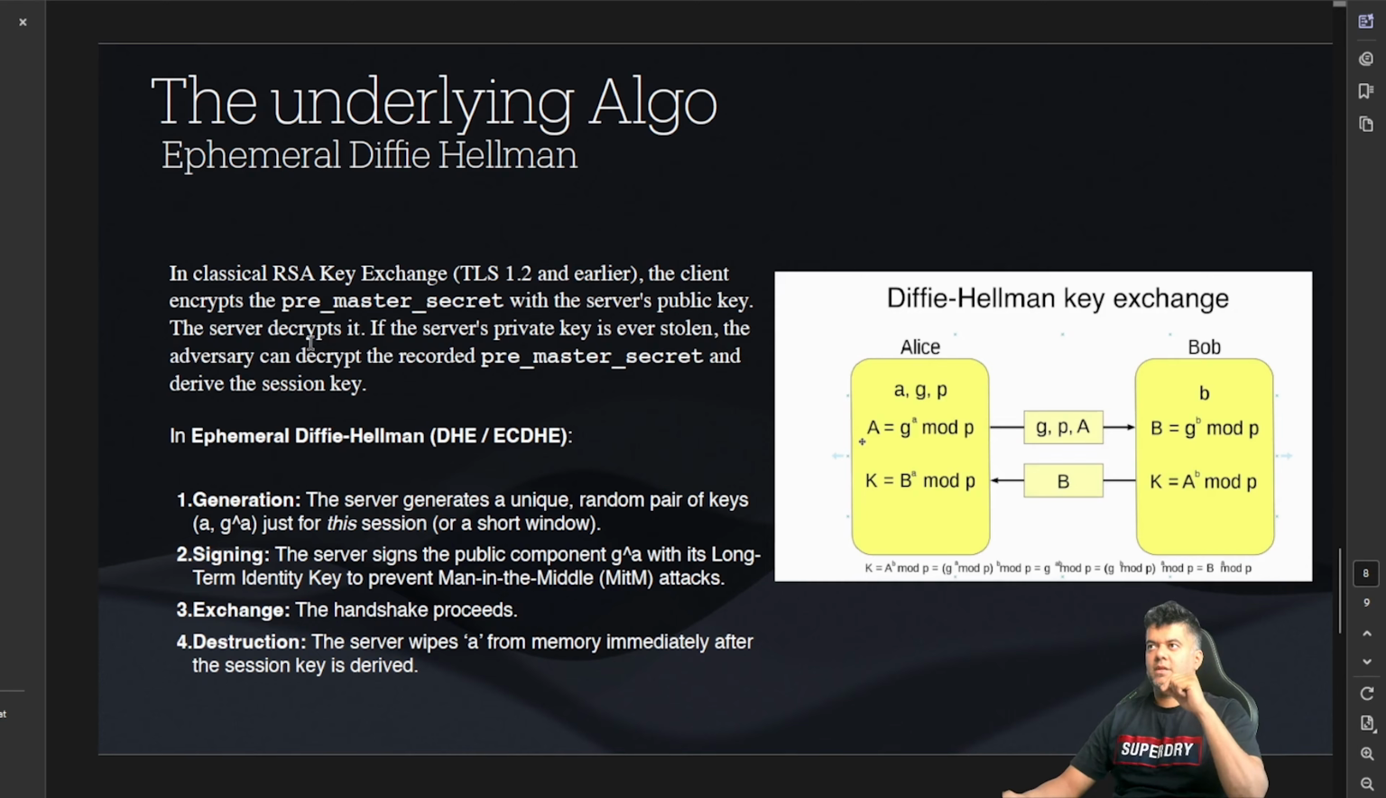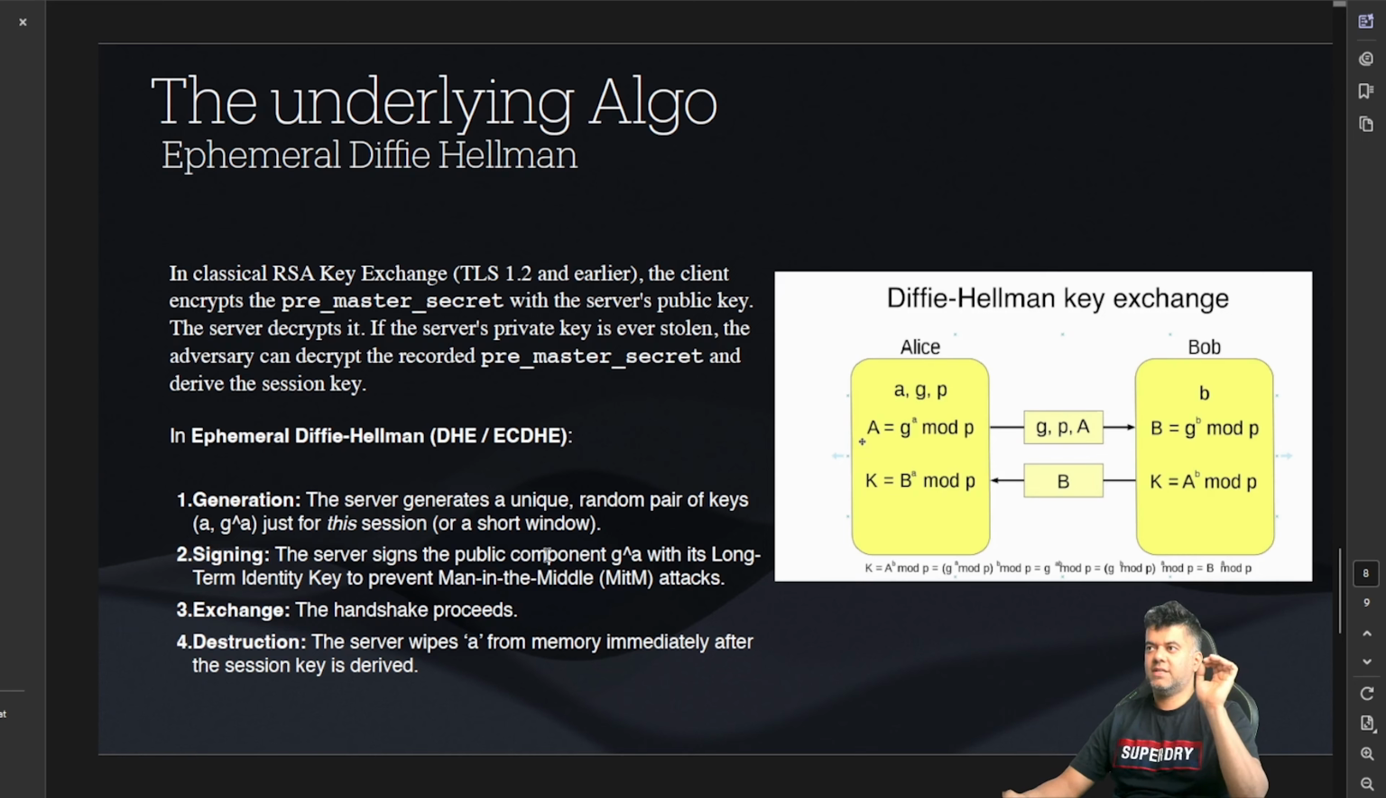The server decrypts this, and if the server's private key is ever stolen, the adversary can decrypt the recorded pre-master secret and derive the session key. That's quite dangerous. But in the ephemeral Diffie-Hellman, the server generates a unique random pair of keys just for this session. For every session, there are new keys generated.